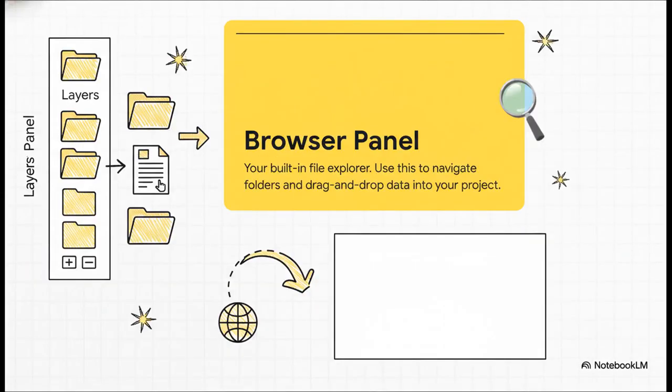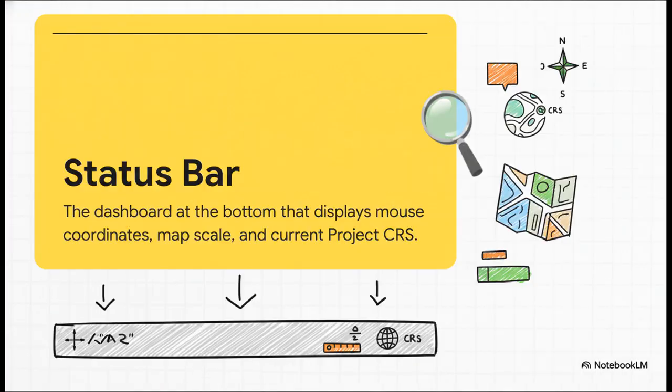Often, right next to your Layers panel, you'll find the Browser panel. This thing is basically a file explorer that's built right into QGIS. It is so useful. You can find your data right here and just drag it and drop it straight into your project. Super easy.